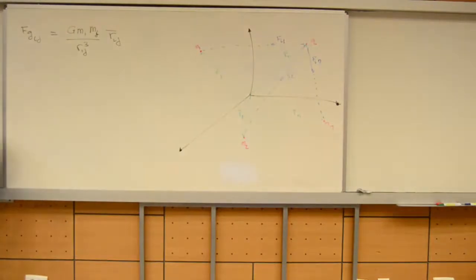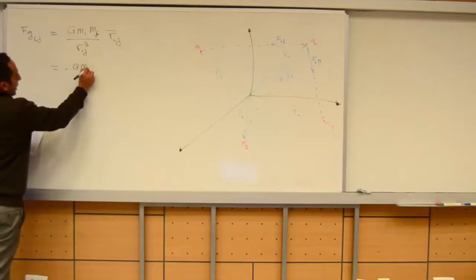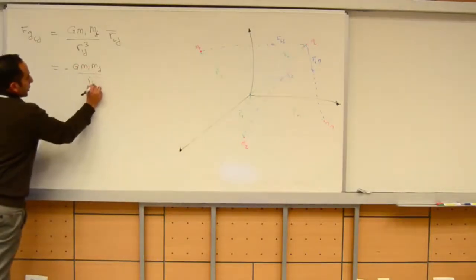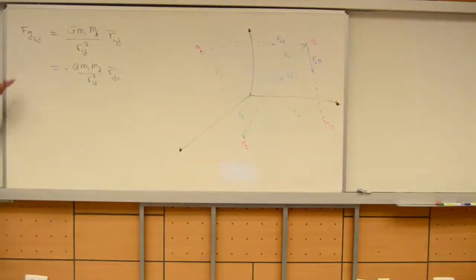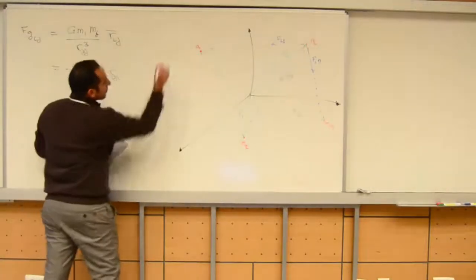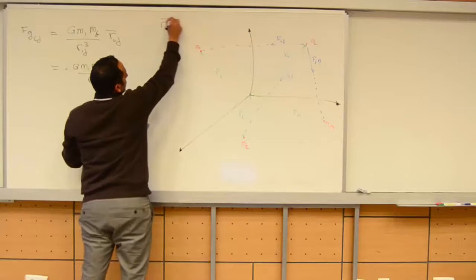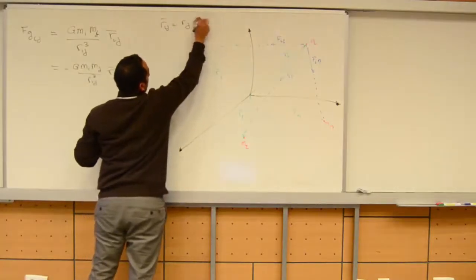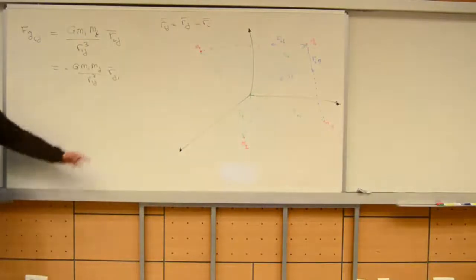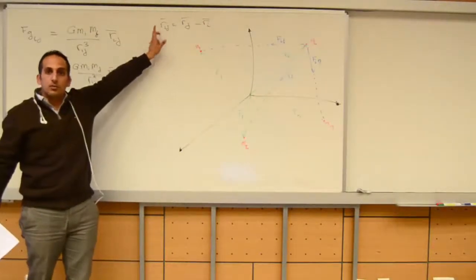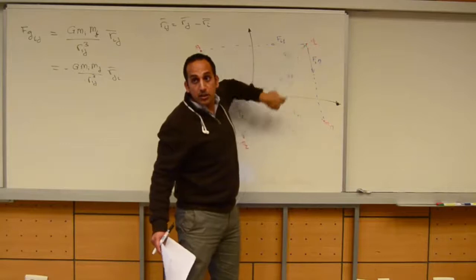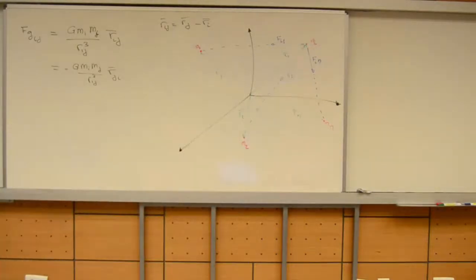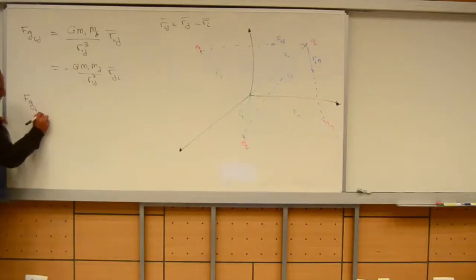I can rewrite this as negative G Mi Mj over Rij cubed times Rji, with the negative sign over here. So Rij is equal to Rj minus Ri. It's pointing from i to j. So whenever ij means pointing from i to whatever j is. Make sense? Alright.